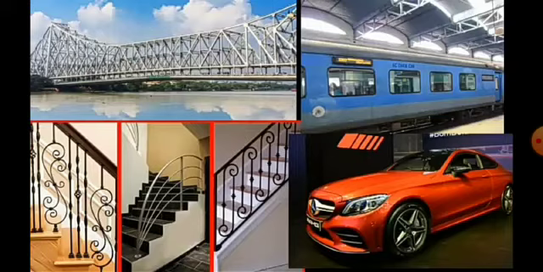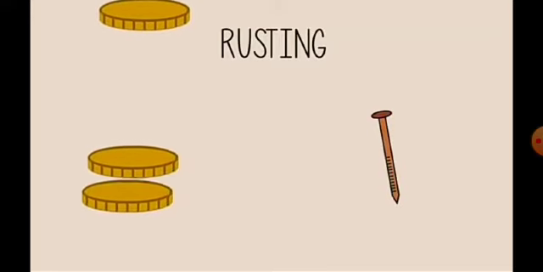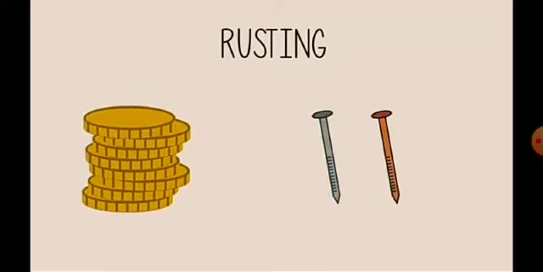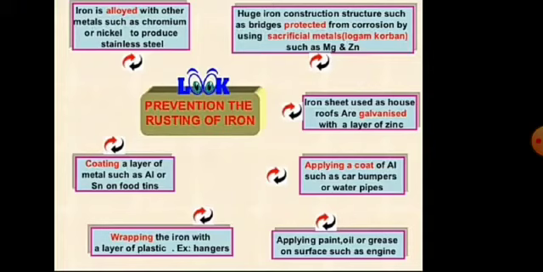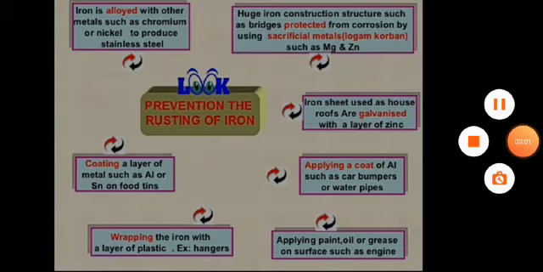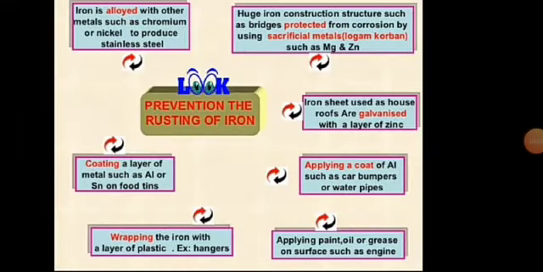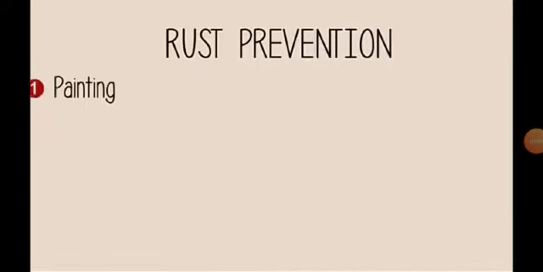Here you can see a number of pictures. All these are made up of iron. So rusting can be very costly if we have to constantly change the iron items. So rusting has to be prevented. Rusting can be prevented in the following ways. Let us discuss.